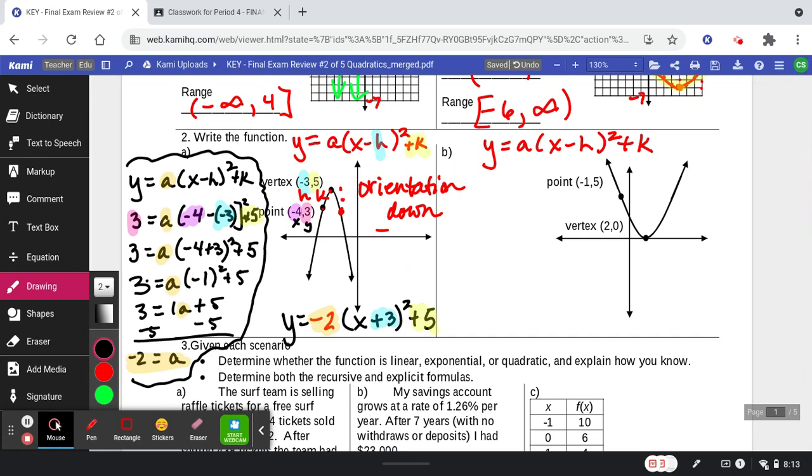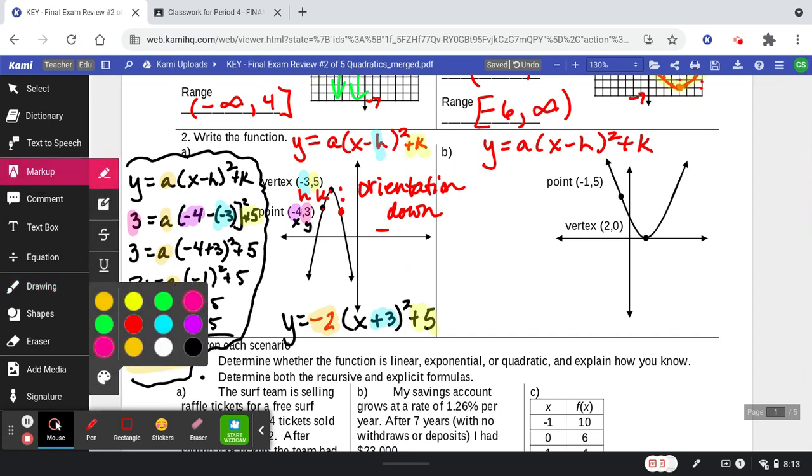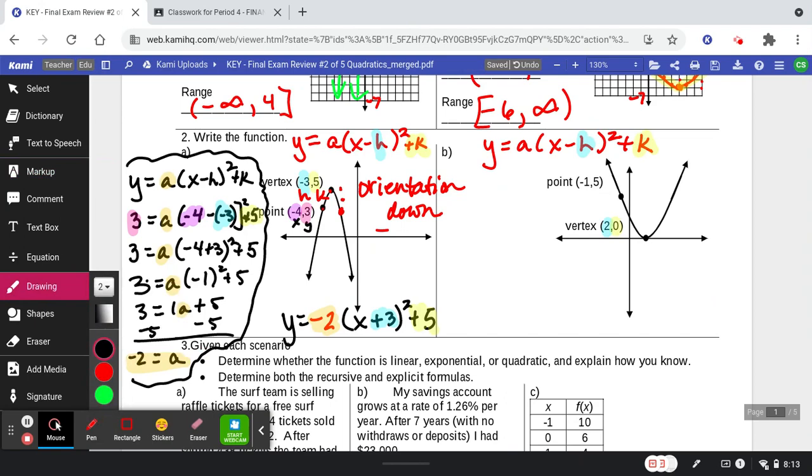So the vertex, again, is given to us right away. Here's my H. Here's my K. So I can just go straight up, plug those in. I'm going to put my answer down here. I'm going to go x minus 2. There's my H. Don't forget the squared. And then plus K of 0. Do you want to write the plus 0 or just leave it completely off because you don't need it?